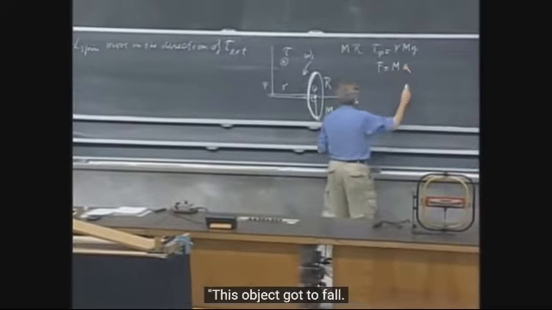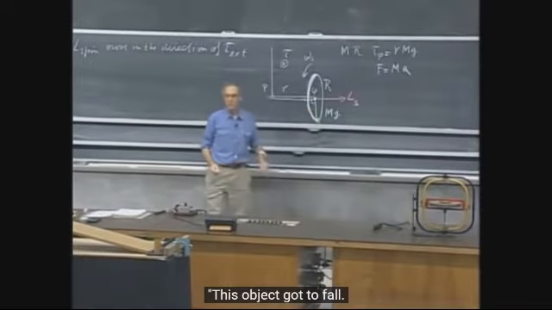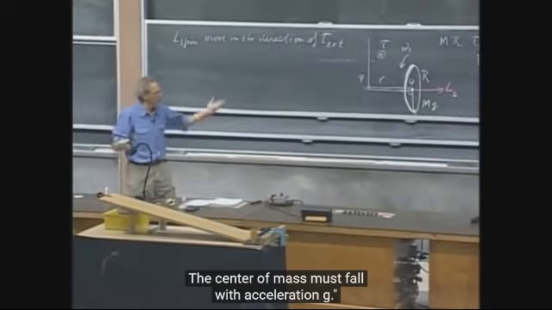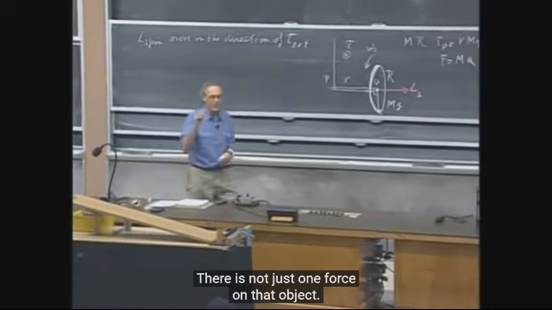This object got to fall. There's only one force on that object. F equals ma. How can it not? The center of mass must fall with acceleration g. Aha. There is not just one force on that object.